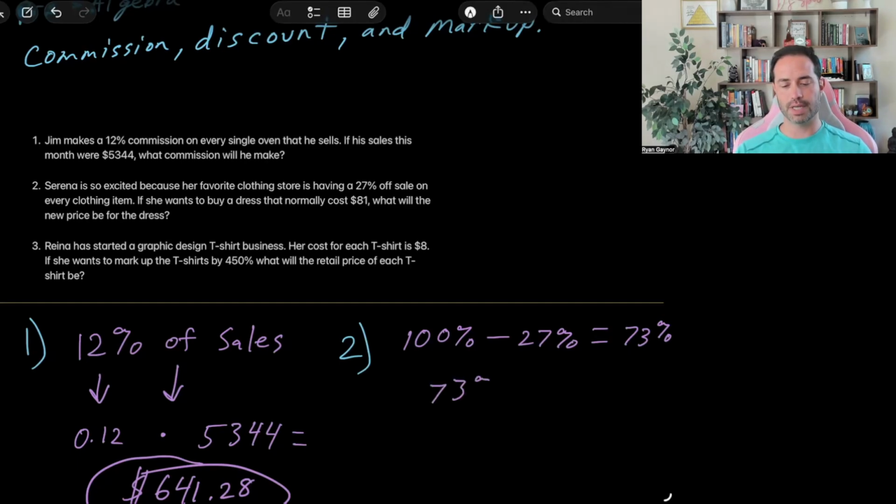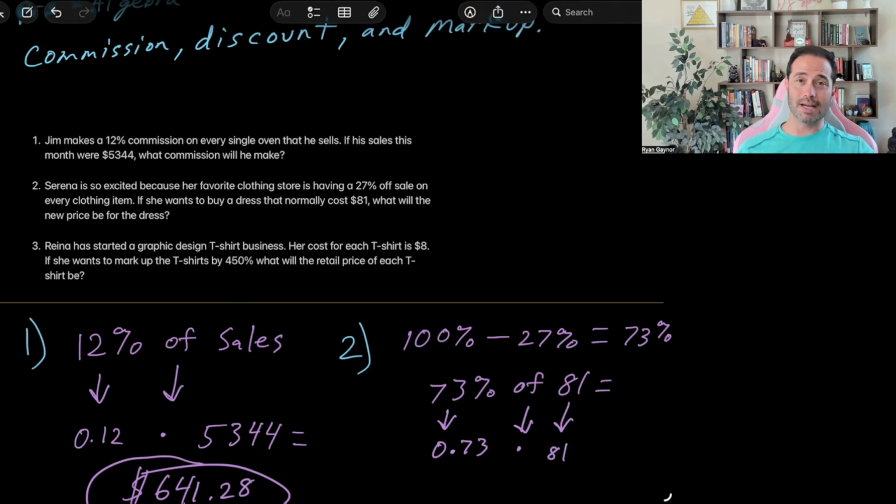So 73% of the 81, then all we have to do is just math to English translation, right? I did it again. Unbelievable. So then all we have to do is English to math translation. 73% changes to 0.73. Of changes to multiplication. That's what of means in math. Then the 81, of course, is just the 81. So we're doing 0.73 times 81. Let's do it.